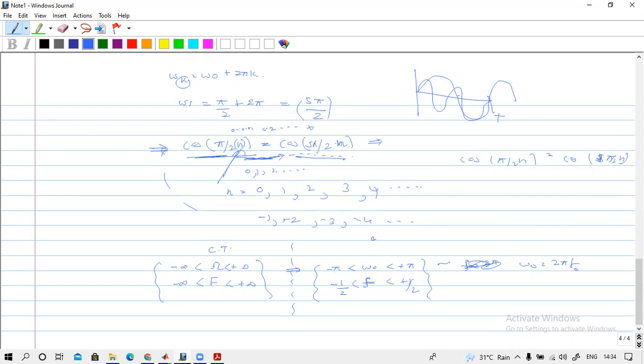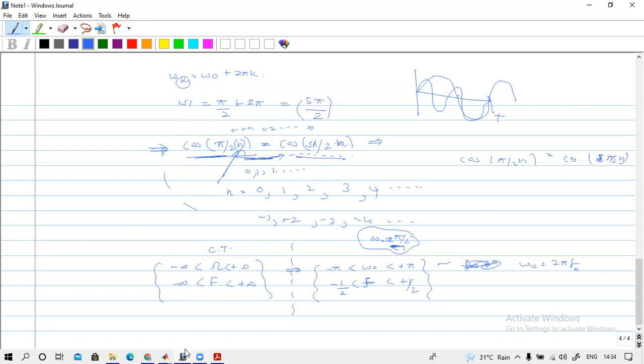So I get omega naught as π/2. So it is a valid one, no? Omega naught can be π/2. It is less than π and greater than -π. So we should be able to use this. But unfortunately, we can't get the result.